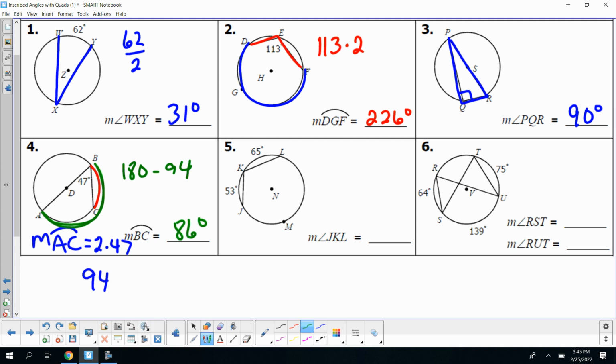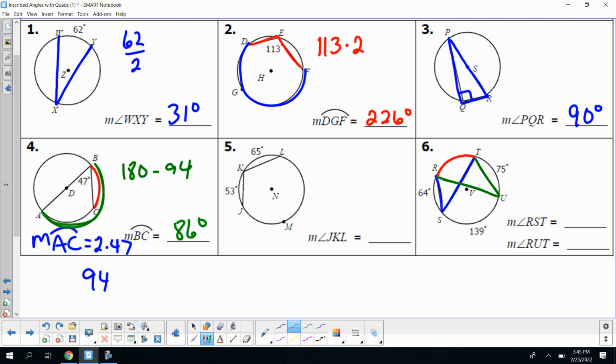All right, let's take a look at number 6 now. For number 6, they want to know the measurement of angle RST, and they want to know the measurement of angle RUT. That is going to be related to the arc RT here.